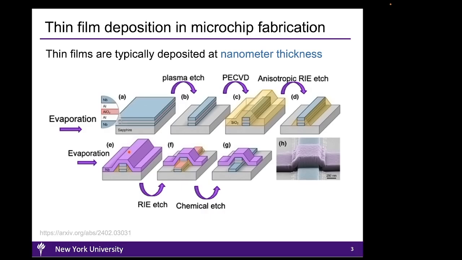This example illustrates two main points. The first point relates to the thickness of these layers. Specifically, these layers have nanometer scale thickness and as such are referred to as thin films. The second point is the diversity of the deposition techniques, such as evaporation as well as plasma-enhanced chemical vapor deposition techniques, which are utilized for producing different thin film materials at different stages of the fabrication process.